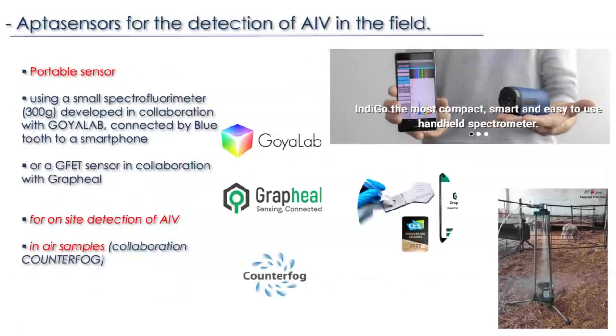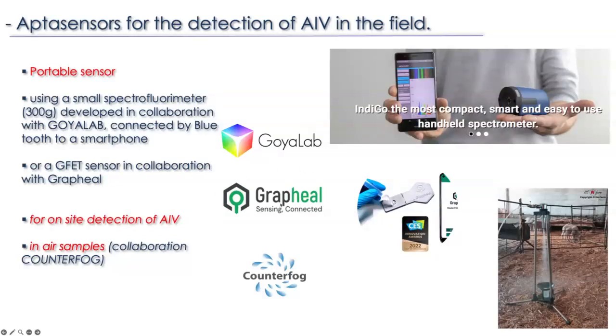So we are close to the end of this presentation, and this is where we are presently. We are developing a portable sensor using a small spectrofluorimeter for detecting the signal from our molecular beacon. In collaboration with a startup company in Bordeaux, Goya Lab, we developed a small spectrofluorimeter, and this is able to make measurements of fluorescence for the detection of hemagglutinin.